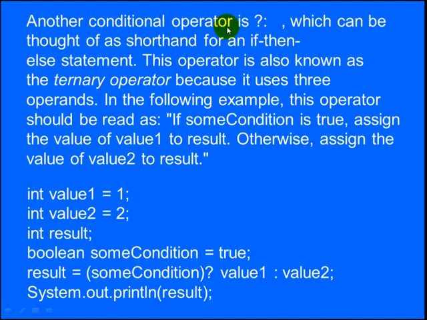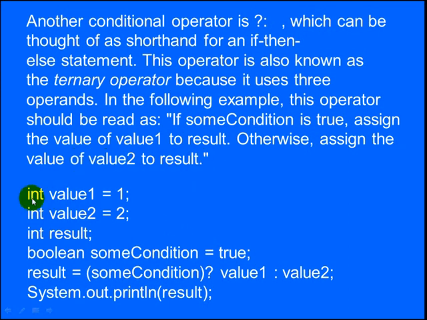Another conditional operator, denoted by the question mark and colon symbols, can be thought of as shorthand for an if-then-else statement. We shall discuss the if-then-else statement in the coming video lessons. This operator is also known as the ternary operator, because it uses 3 operands. In the following example, this operator should be read as: if some condition is true, assign the value of value 1 to result, otherwise assign the value of value 2 to result.